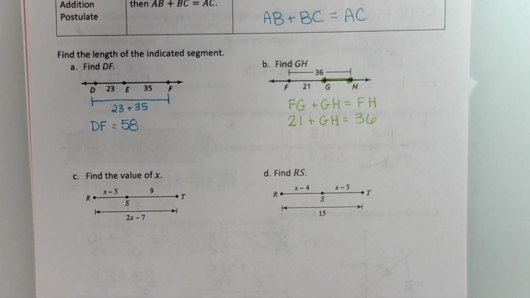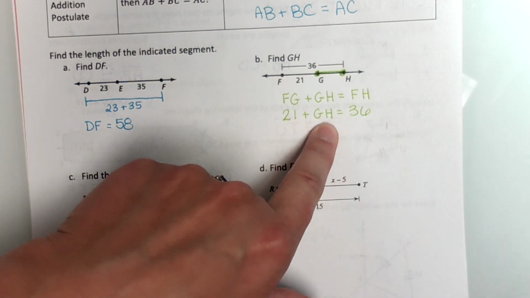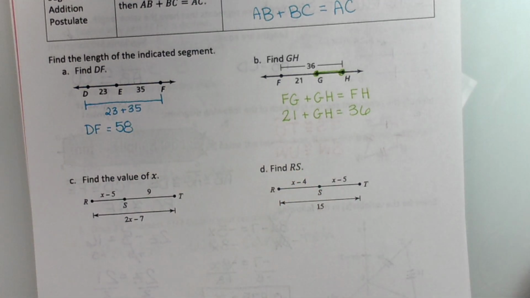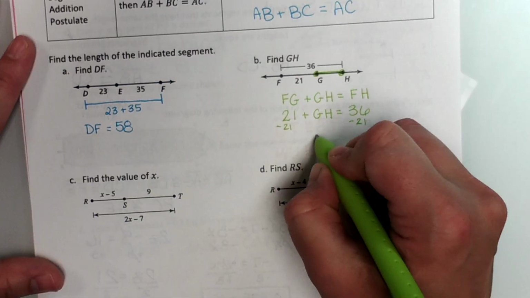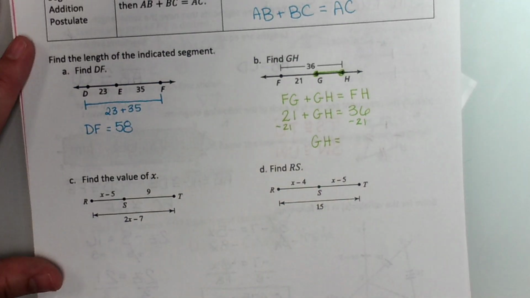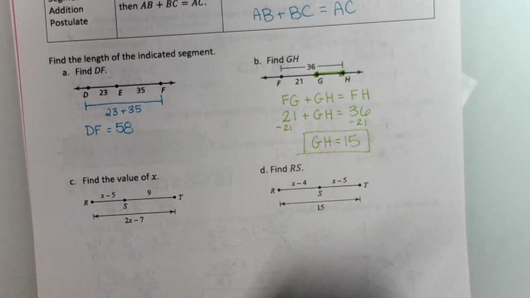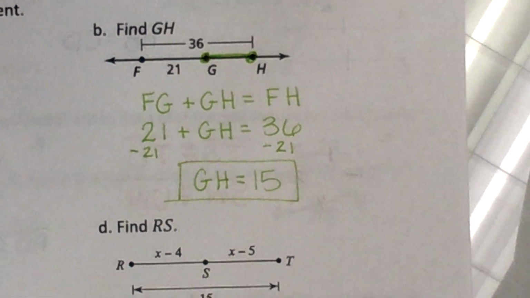Now, it was mentioned, subtracting would work. Do you subtract to solve an equation that looks like this? Do you subtract to get GH alone when it's being added to 21? Yeah. Now, speaking of which, first off, I get 15. Let's chat about this equation real quick.